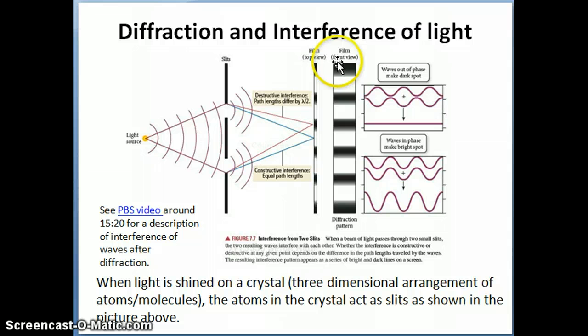So that's what we refer to as a diffraction pattern. It's actually shown here as well. The strong pattern basically corresponds to the constructive interference, and the no light pattern corresponds to destructive interference.